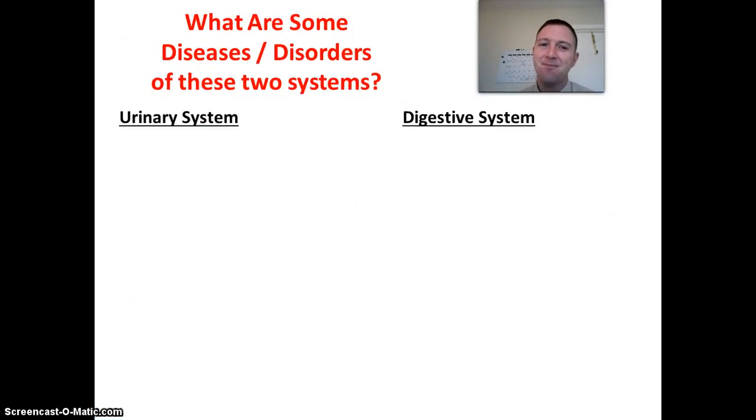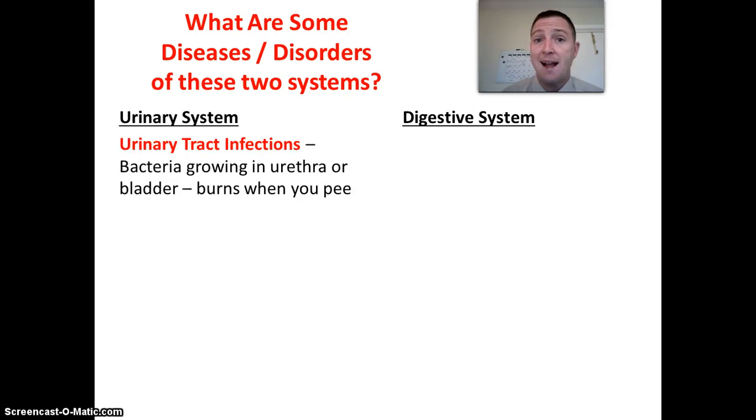All right. What are some diseases or disorders of the two systems? Let's start with the urinary system, since that's what we talked about for the last two slides. You can have a urinary tract infection. That's where you have bacteria growing in your urethra or your bladder. Bacteria comes from that hole on the outside, and they start growing. They like warm, dark places, and they keep growing, and it makes it burn when you pee. It's not good. If your pee ever burns, tell your parents, go to a doctor, get some antibiotics.